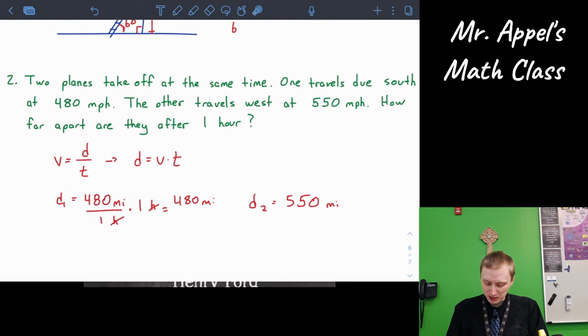And I'm going to be lazy. I'm not going to show the computation for that. It's exactly the same as this, right? We can see, oh, miles per 1 hour times 1 hour. The number doesn't change, right? Nice and simple there.